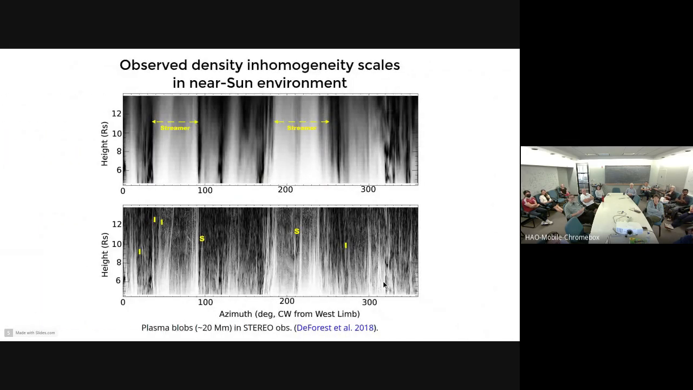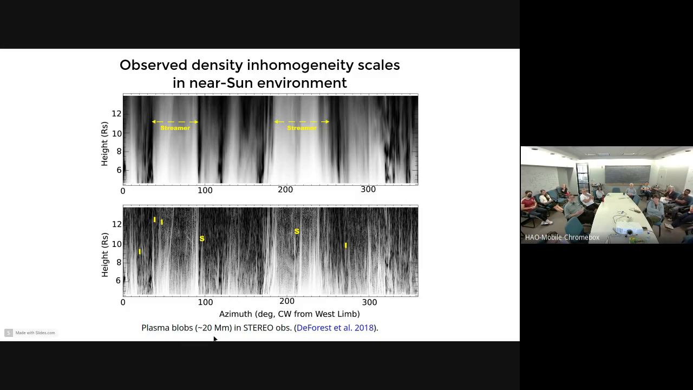So the question now is what are those particular scales of inhomogeneity that we have been talking about? Here is one of the observations from Craig DeForest in 2018, taken from the STEREO spacecraft, where the coronagraphic images are straightened out in polar coordinates. Here they applied some filtering, and we can see these small patches, which in intensity correspond to the density inhomogeneity. The size of these patches, at around 8 to 12 solar radii, was on the scale of 20 megameter. And what we observe near the sun, between 1 and 2 solar radii, is around the scale of 10 megameter.